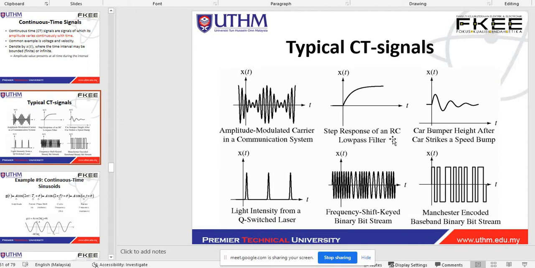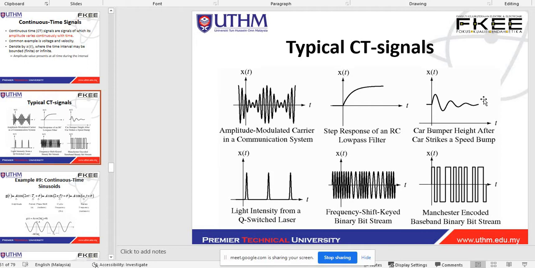Okay, or this one also continuous. Okay, this is the step response of the resistor and capacitor low pass filter. So the step response also continuous. This one is like, I think most of you, if you drive a car, you will experience this.